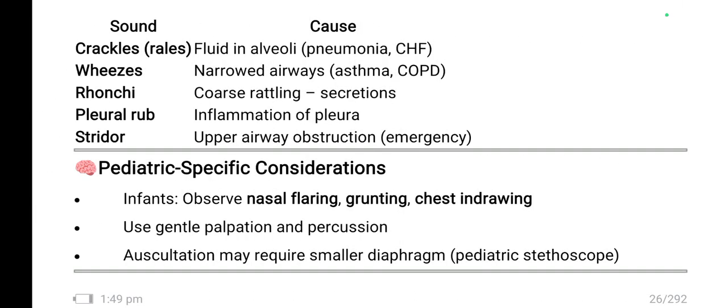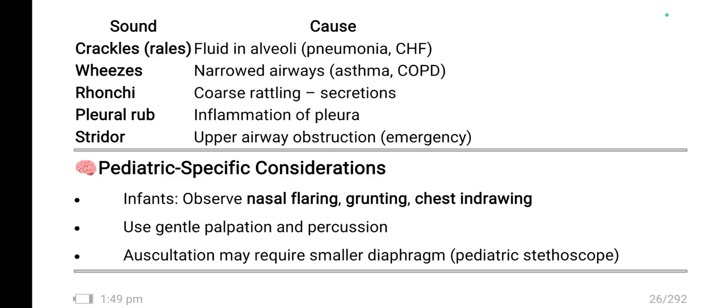Abnormal sounds: crackles or rales, fluid in alveoli, as in pneumonia, CHF. Wheezes, in asthma and COPD, narrowed airways. Rhonchi, coarse rattling secretions. Pleural rub, inflammation of the pleura. Stridor, upper airway obstruction; in an emergency, it will be stridor, like that.